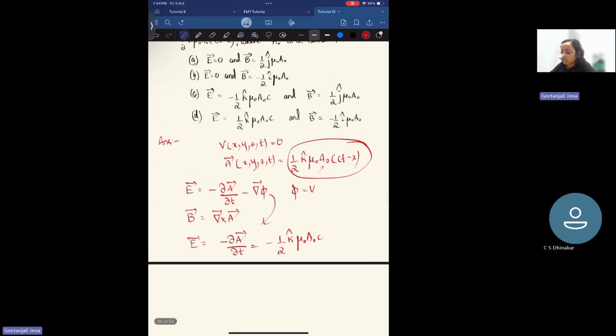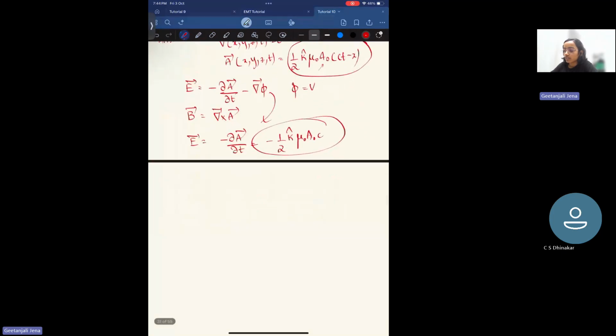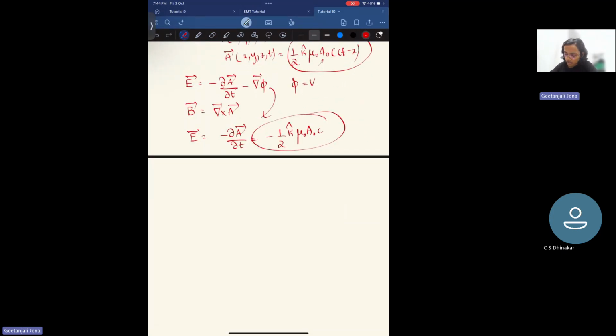I think we will get this much. So electric field is this. And now we can easily guess what will be the answer, because only option C has the correct expression. So no need to calculate B if you want to strictly jump to the answer. But to see it further, we can also calculate B.